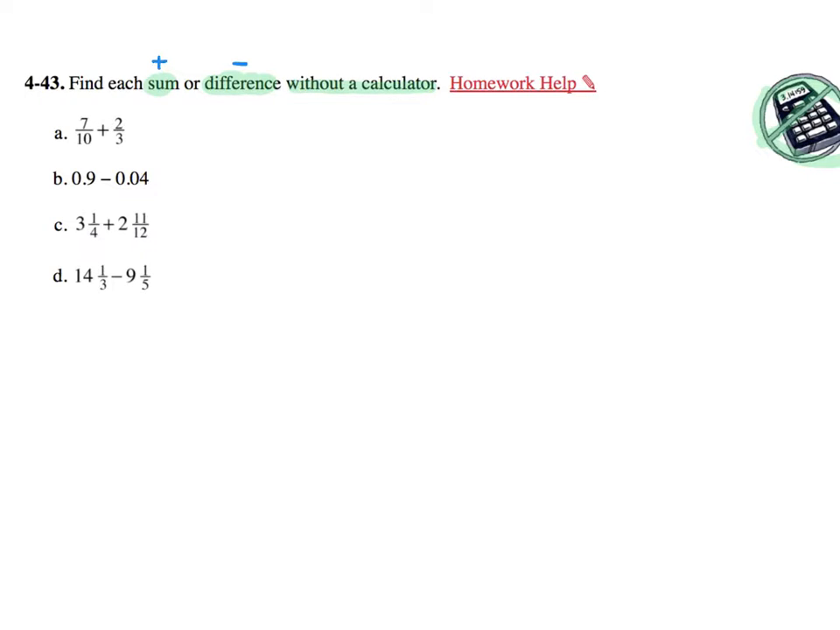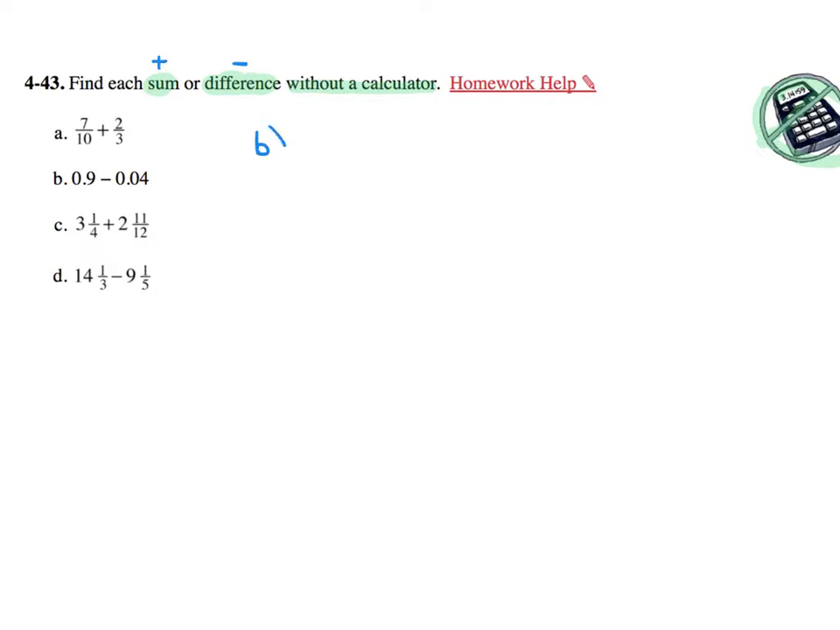Now, looking at the problems, we either have fractions or decimals, and some of the fractions have mixed numbers, so we need to make sure we have a strategy for each. I'm going to skip letter A, but leave some space so you can go back and do it. So let's take a look at the decimals.